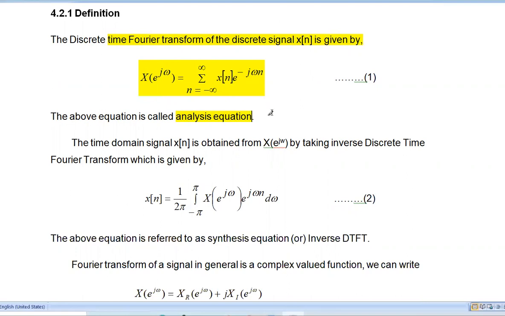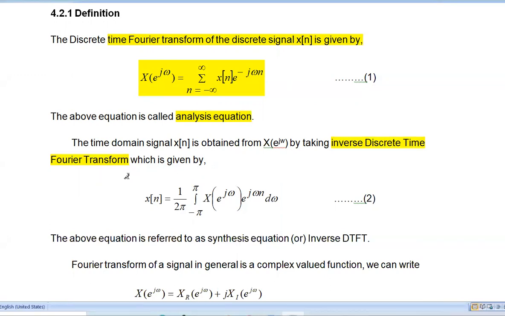That inverse DTFT formula is said to be the synthesis equation. The next one, we are going to see about the inverse discrete time Fourier transform. What is inverse discrete time Fourier transform? It is used to convert the frequency domain signal into time domain signal. The process of converting the frequency domain x of e power j omega again into time domain signal x of n is called the inverse discrete time Fourier transform.